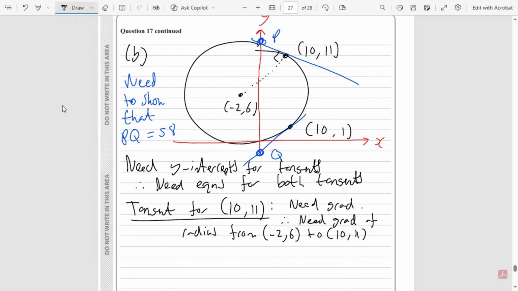How would you work out the gradient of a line, or of two points? Change in y over change in x. So this is going to be 11 minus 6, the difference in the y values, over 10 minus 2. So this is 5 over 12. Therefore, the gradient of the tangent is the negative reciprocal, so that would be negative 12 over 5 instead.